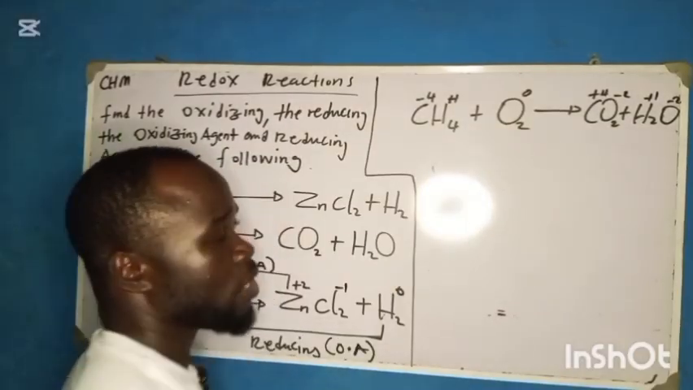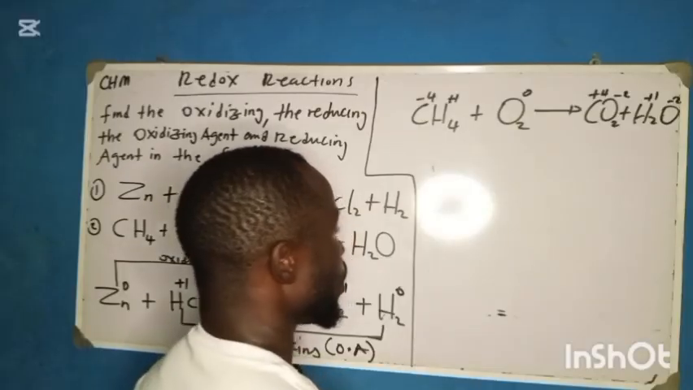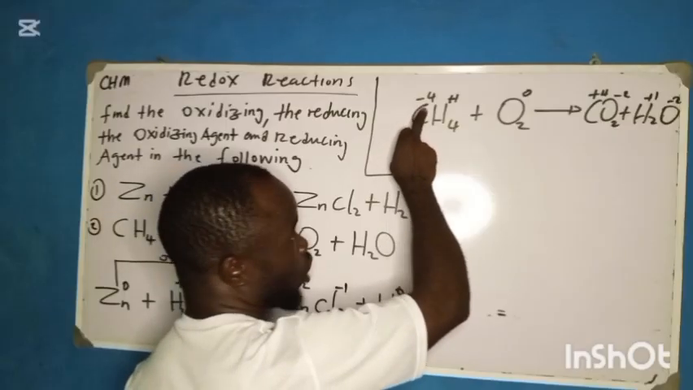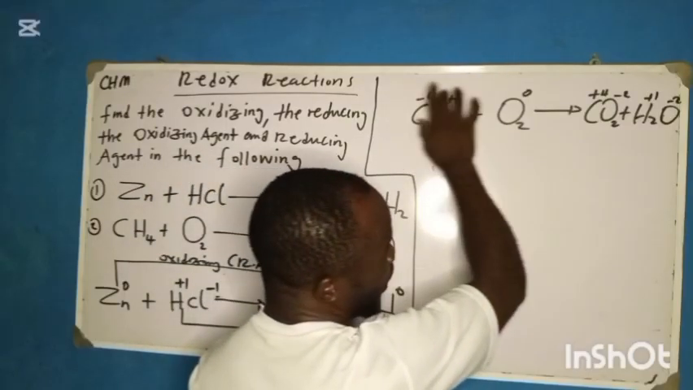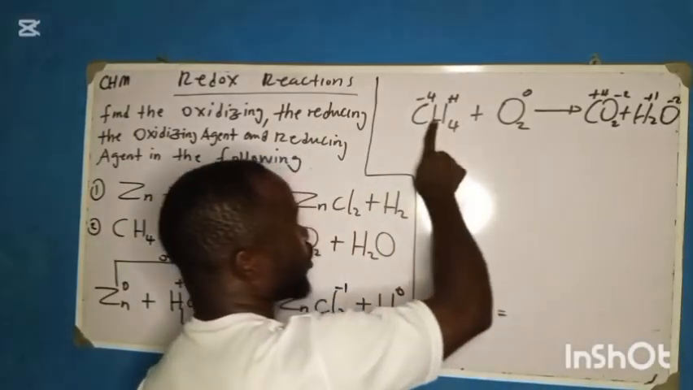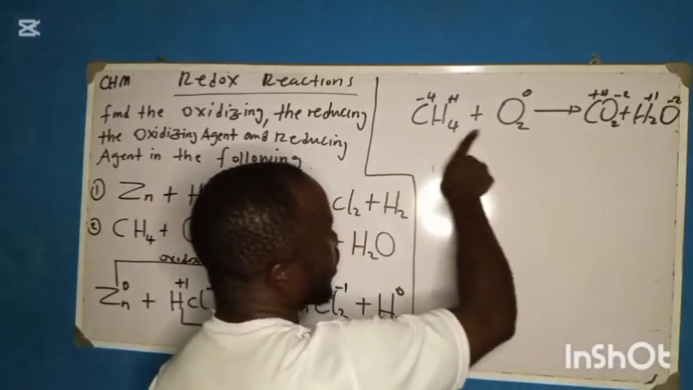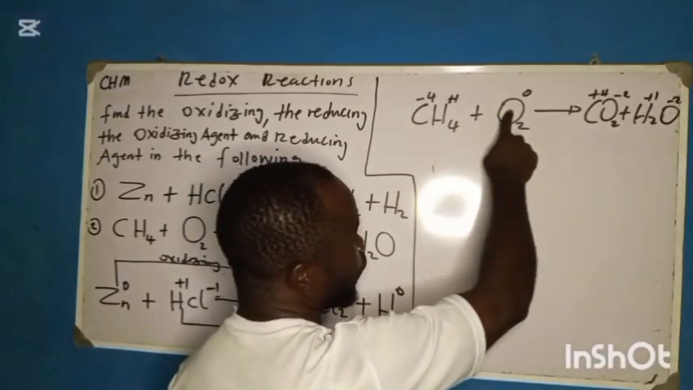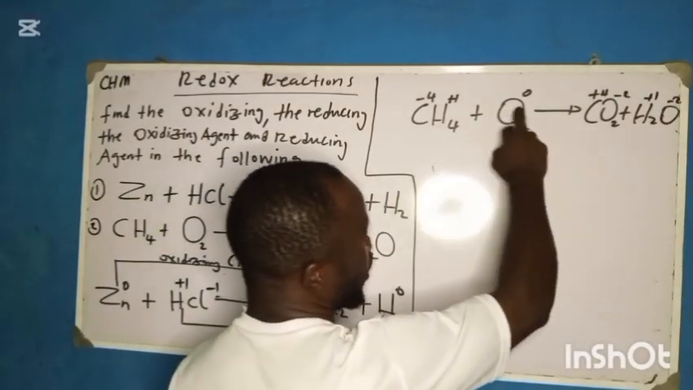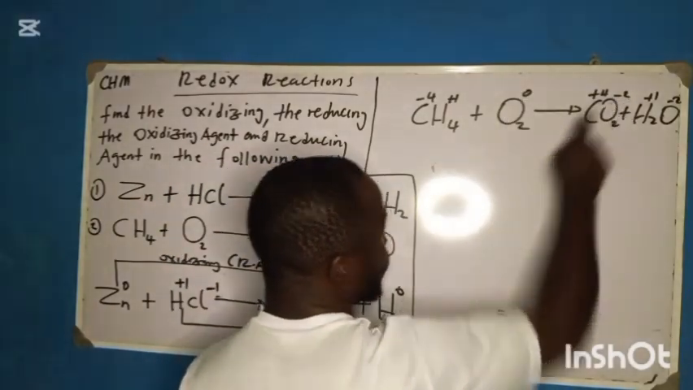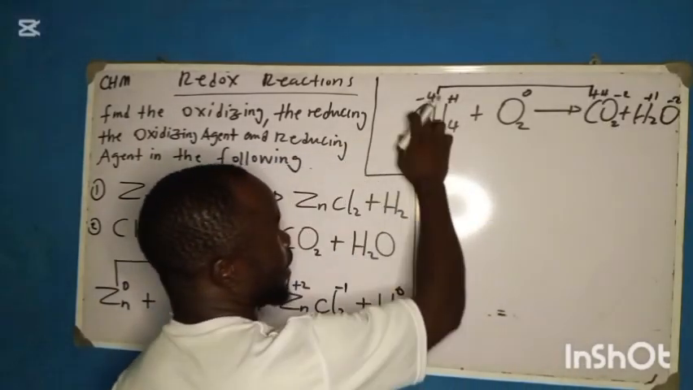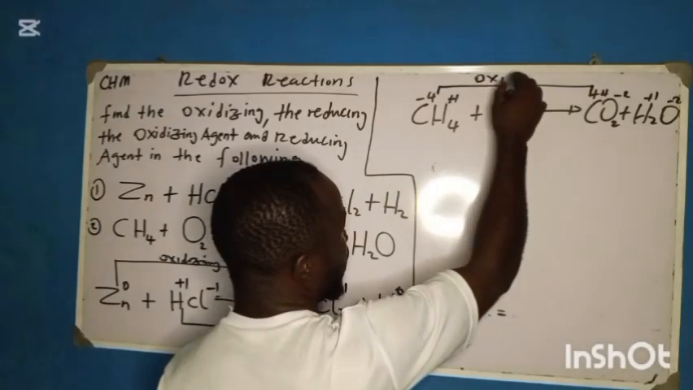So from here, we'll now find what is oxidizing and what is reducing. Recall, by oxidizing, an element will increase in oxidation number from reactant to product. So if we check this, carbon has moved from -4 to +4. Hydrogen remains the same. Then oxygen has moved from 0 to -2. So here, oxygen has reduced in oxidation number from 0 to -2. So carbon will oxidize because it has increased in oxidation number.